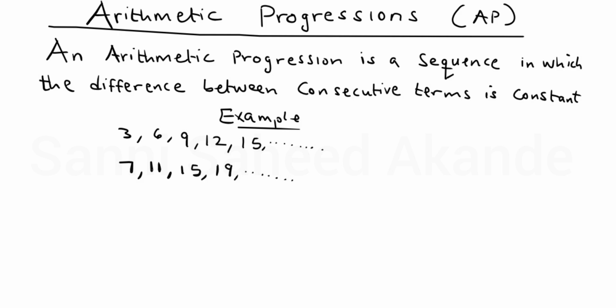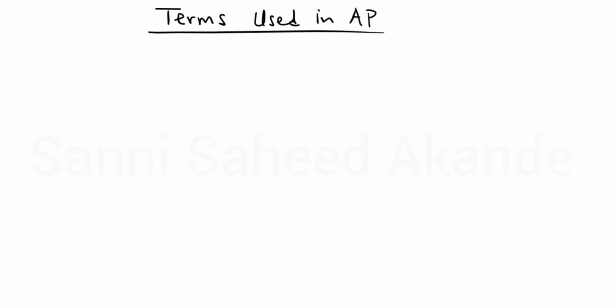Let's quickly look at terms used in AP. Don't forget, arithmetic progression is a type of sequence. So we have two types of sequences. We have arithmetic sequence, which we call arithmetic progression, and we have geometric sequence, or you call it geometric progression. So now we want to look at arithmetic progression today. Is that understood?